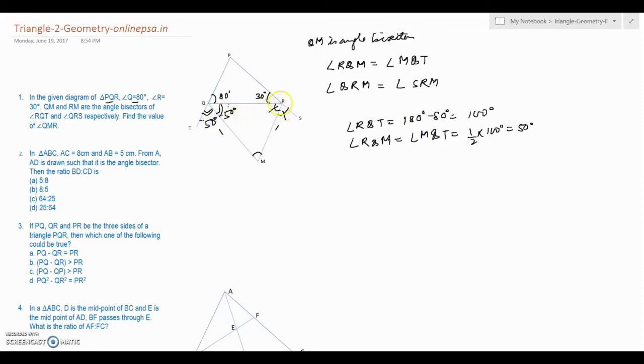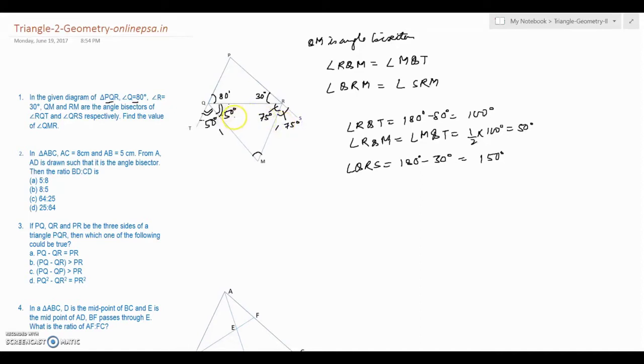Similarly, angle QRS will be equal to 180 degrees minus 30 degrees, because PS is a straight line, so the angle subtended will be 180 degrees at the point R. 180 degrees minus 30 degrees is nothing but 150 degrees. Angle QRS is 150 degrees, half of it will be 75, right? So this angle will be 75 degrees and this angle will be 75 degrees.